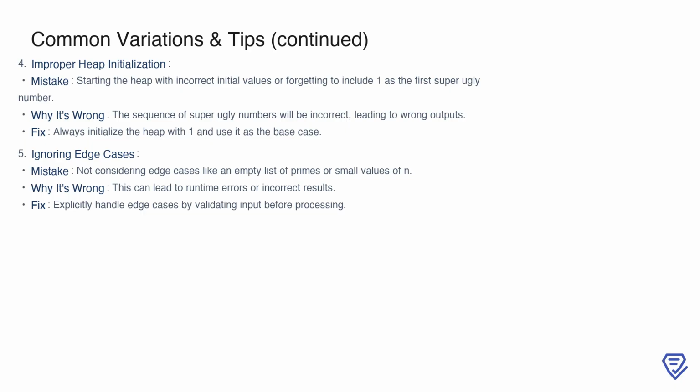Additionally, edge cases are easy to overlook but can create significant problems. For instance, what happens if the list of primes is empty, or if n is very small? Failing to account for these scenarios could lead to runtime errors or unexpected results. To address this, validate the input before processing to ensure the program handles these special cases correctly.